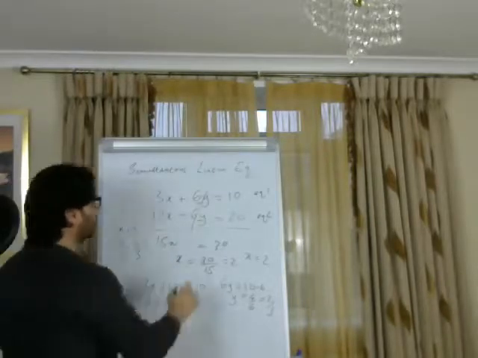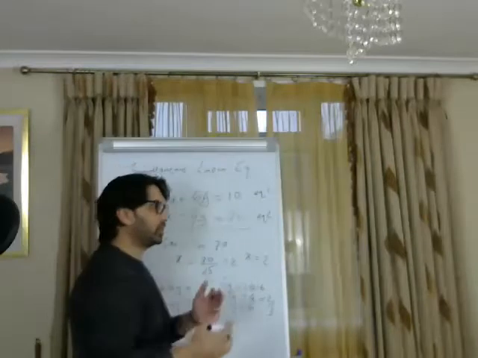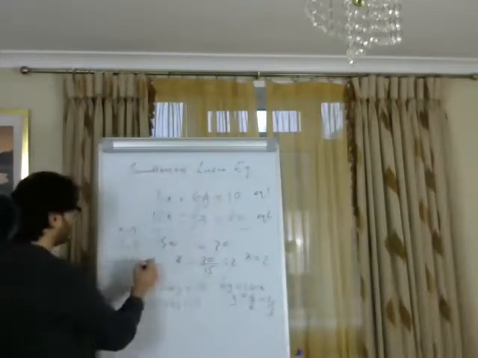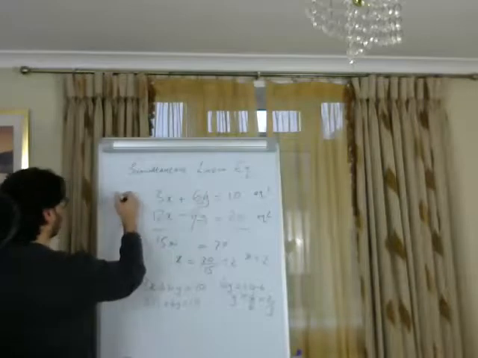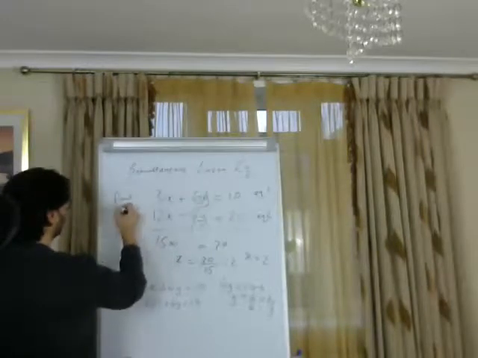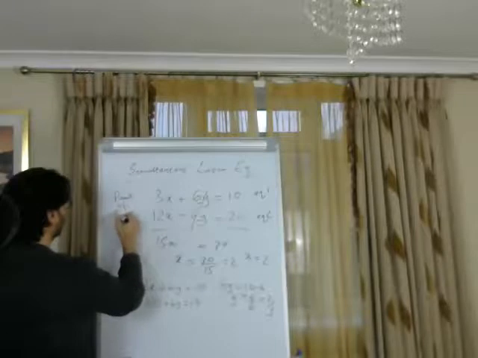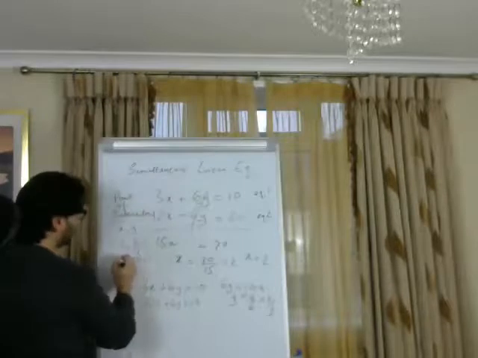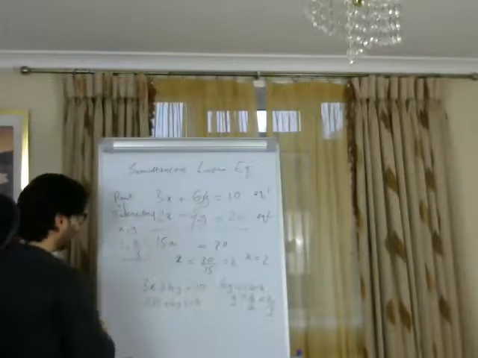So bear in mind, when we're solving the two simultaneous equations, we're finding the point of intersection. So these two values, this coordinate, is the point of intersection. Bear that in mind. So this is the point of intersection. So we know our point of intersection now.